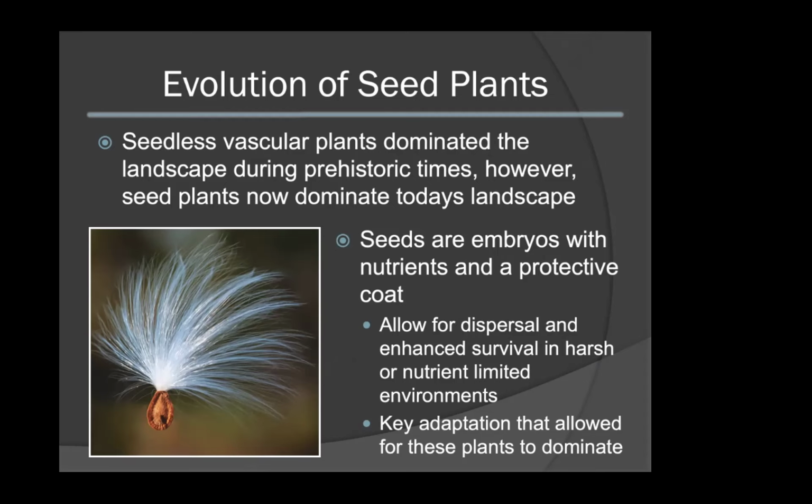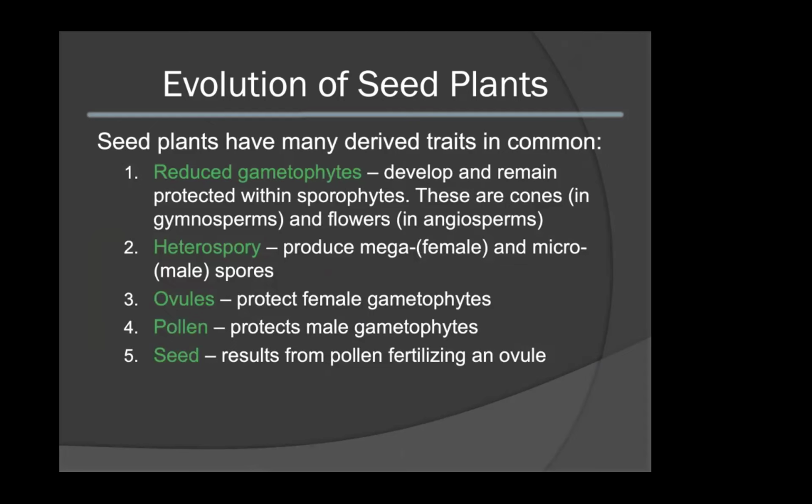Seeds are a very important stage as they allow for dispersal and also for enhanced survival rates in very harsh conditions. Seeds are a key adaptation that allowed plants to dominate the terrestrial landscape. There are many derived traits that seed plants have in common. These include having reduced gametophytes that develop and remain protected within the sporophytes. These are present in cones if we are discussing gymnosperms, or flowers in angiosperms.